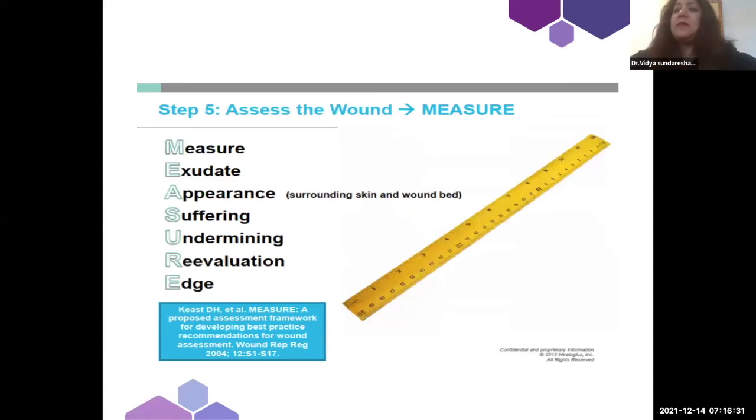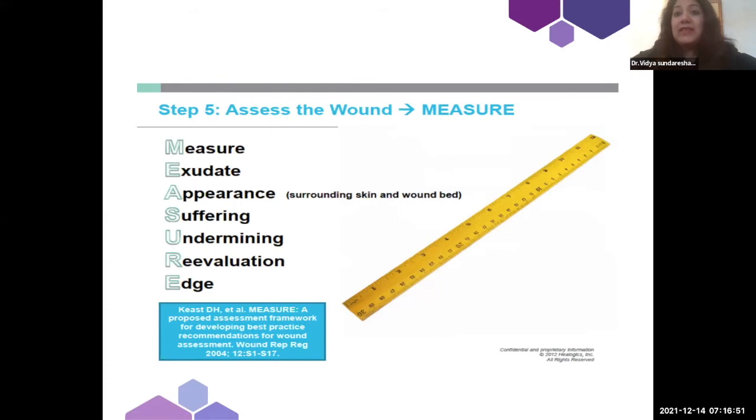You want to next measure the wound. So get the size of the wound, characteristics of the wound when you assess. You want to look at the exudate. What kind of exudate is it? Is it a serous exudate? Is it a serous sanguineous one? Is it a seropurulent one? Is it a purulent exudate? You want to make an assessment of the exudate.